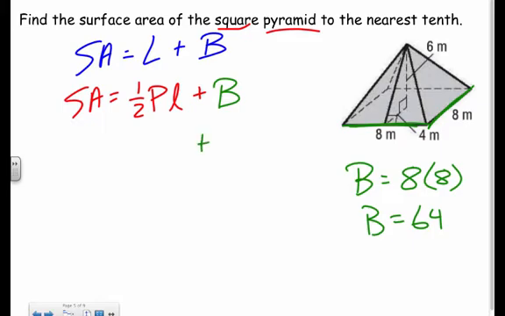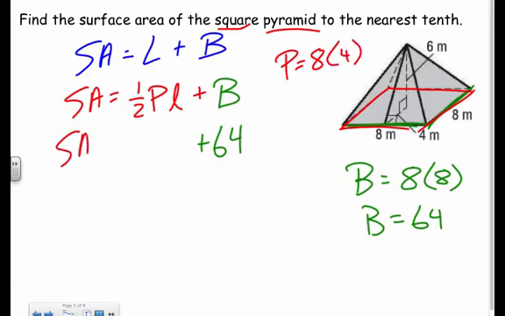So I'll just replace that here, 64 for the area of the base. Well, do I know the perimeter? Yeah, 8 times 4. There's 4 sides. So the perimeter is 8 times 4, which gives us 32. So we got 1/2 times 32 times the slant height.